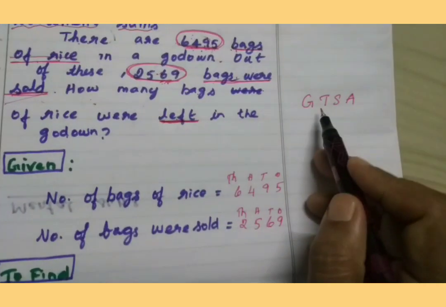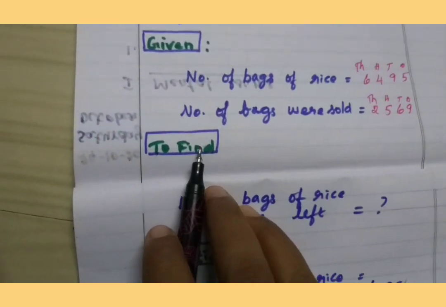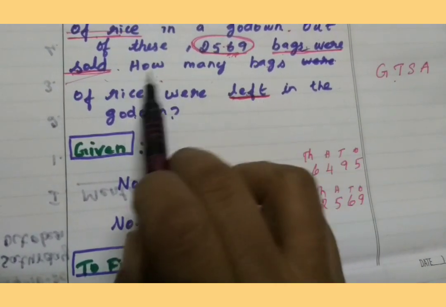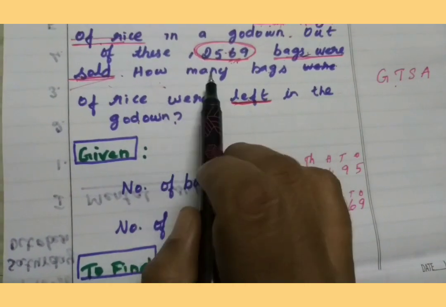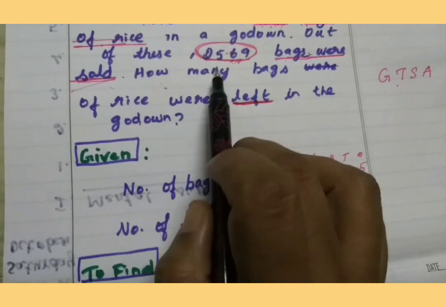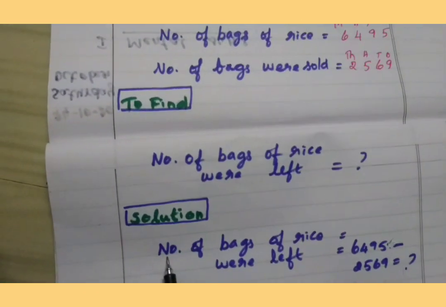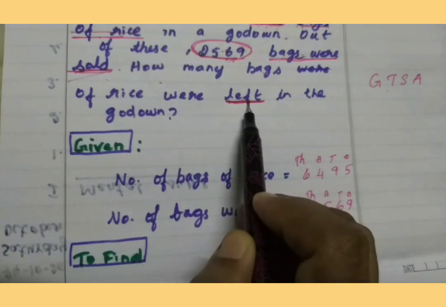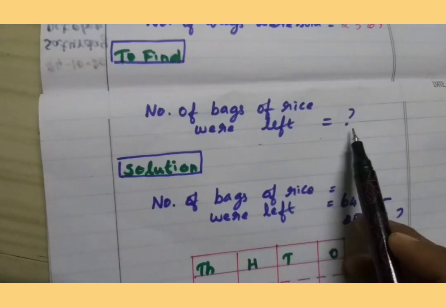And the second word is "to find". T means to find. Where do you find the statement? Yes, from the question: how many bags of rice were left in the godown? So don't write the question words, that is, how many, what, which. Instead of question words, you should write "the number of". So number of bags of rice were left, equal to question mark.